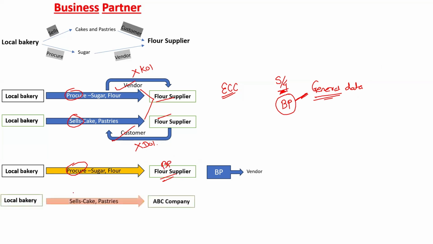In the second case, if it sells to ABC company, in this case we will create ABC company as a business partner and we will extend this business partner role to customer role. So even if there is a single entity, for example here ABC company, it's a customer. But tomorrow, if the local bakery is procuring from ABC company, that time we don't need to go to another transaction XK01 to create a vendor. We can simply extend this BP role to vendor role as well. Or in another way, today it is a vendor role, but if tomorrow we are selling to the flour supplier, then that time we can extend this business partner role to customer role.